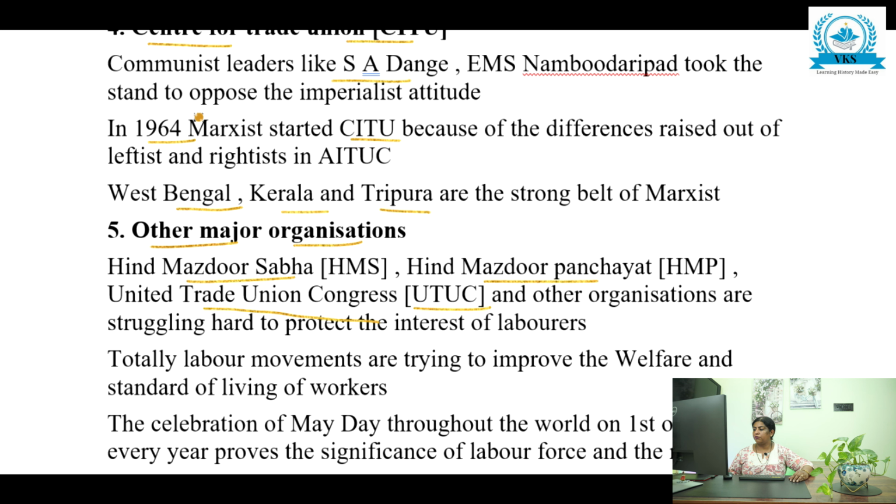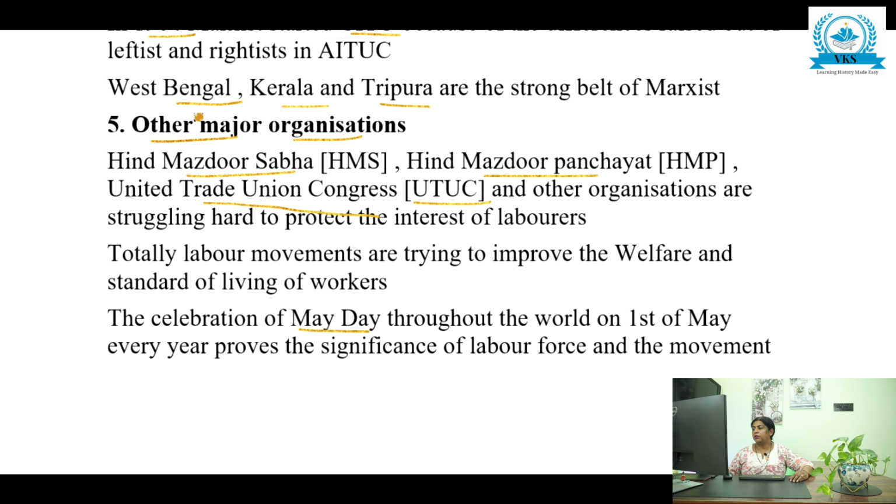The celebration of May Day throughout the world on 1st of May every year proves the significance of the labor force and the movement. So 1st of May is celebrated as May Day every year, and it proves the significance of the labor force and the movement. So these are the important points regarding the labor movement.